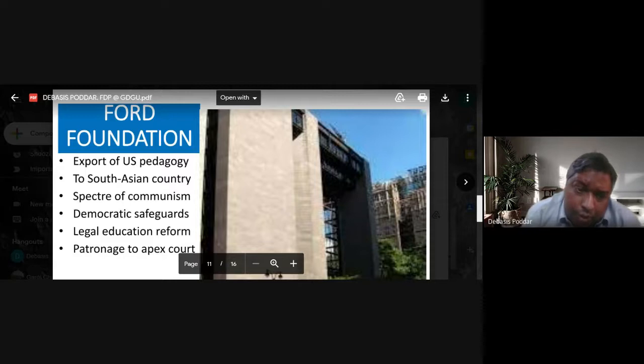That is one point. And legal education reform, the Ford Foundation extended to Delhi University, that I'm coming to in the next slide, and patronage to the apex court, so that the more the students, the next generation lawyers, are court-centric, the more the courtroom as a judicial institution will be powerful, and it will gain legitimacy. So that is the politics behind this clinical legal education, it is charged with politics of its own, ideological politics, not politics in a negative sense, but politics in a positive sense.